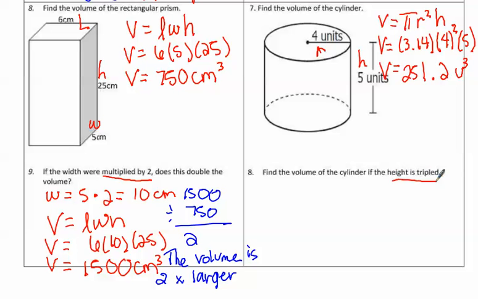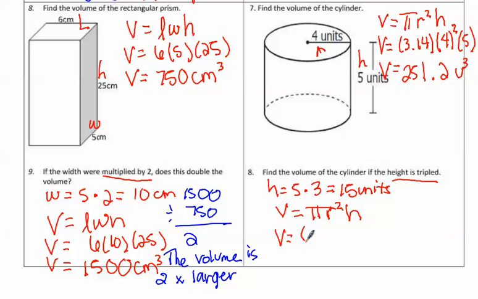If the height is tripled, what's the new volume? If the height is originally 5, to triple the height, you have to multiply it by 3. 5 times 3 is 15 units. To find the new volume, write down the formula. Now substitute the numbers in. Pi is 3.14. Your radius is still 4, and it's 4 squared, or 4 times 4, times the height, which is now 15.